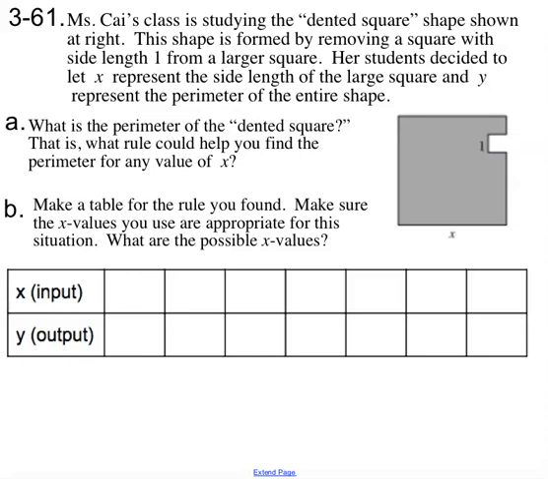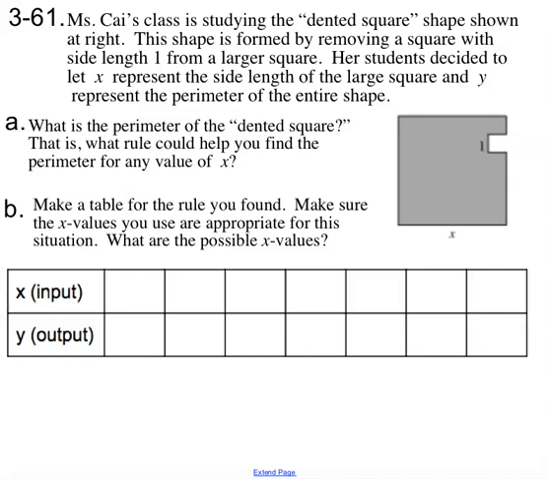So Miss K's class is studying the dented square shape shown at the right. This shape is formed by removing a square with side length 1 from a larger square. Her students decide to let x represent the side length of the large square and y represent the perimeter of the entire shape. So again, if you haven't attempted this yet, go ahead, give it a try in Desmos. Only come back to the video if you are having questions, if you don't quite know what's going on, or if you're done and you want to check your work.